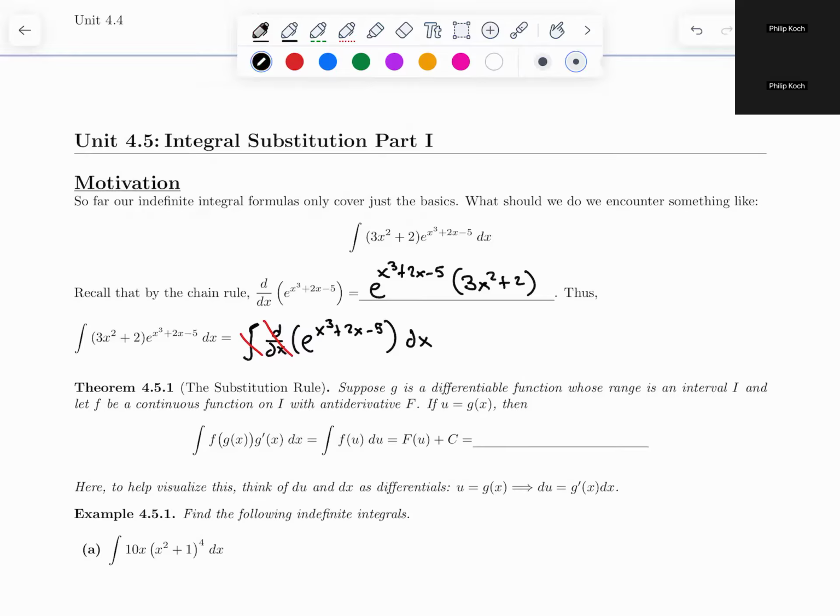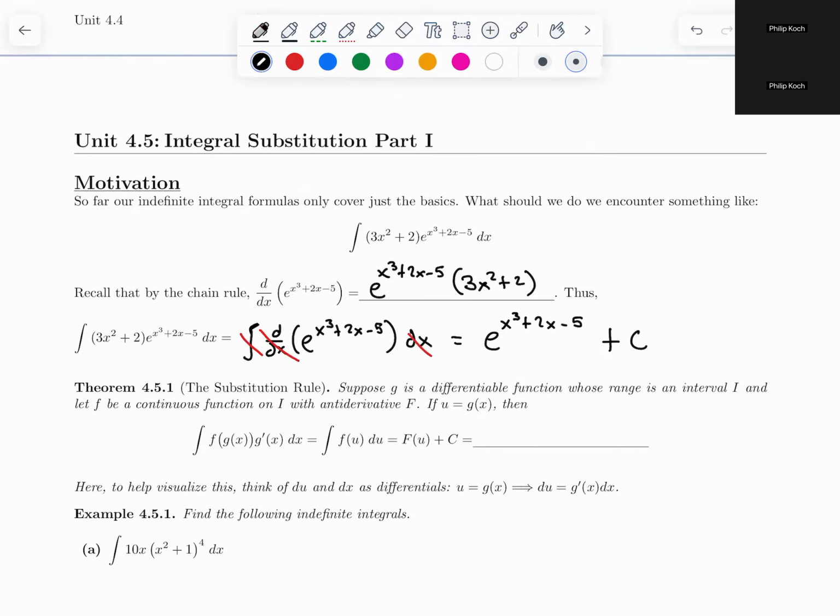I guess I should say like that and that. It cancels both the d dx and the dx. And we end up with e to the x cubed plus 2x minus 5 plus a constant c.